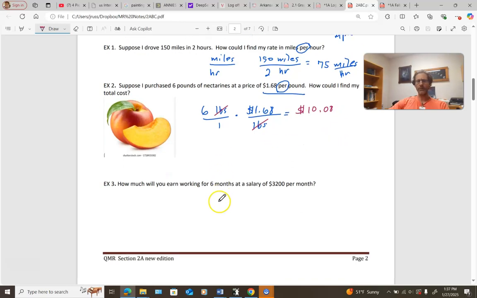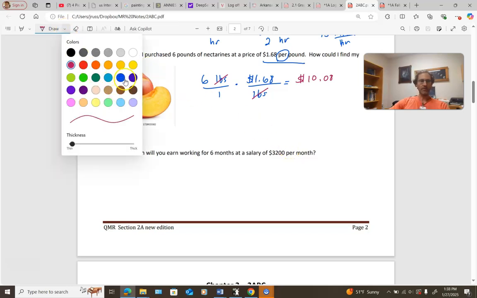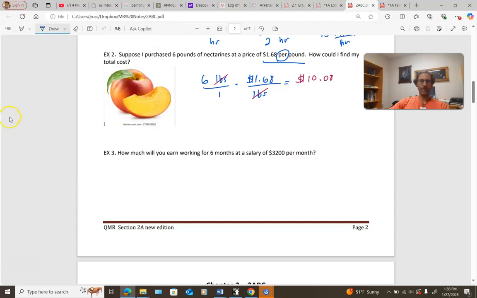All right, the next one, example 3, is very similar. It says, how much will you earn working for 6 months at a salary of $3,200 per month? So I'm going to do this one essentially the same way. I'm going to start with 6 months. So in this case, my unit is months. It's a measurement of time. So 6 months times, and then this is my conversion factor, $3,200 per 1 month.